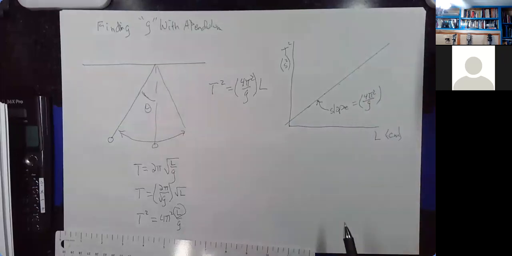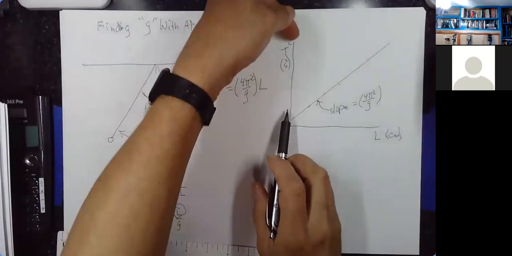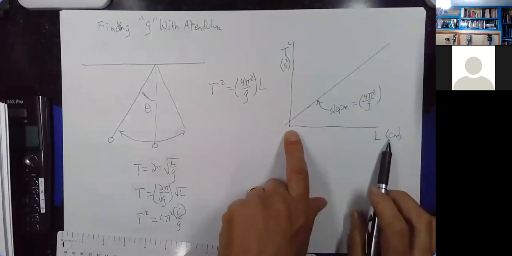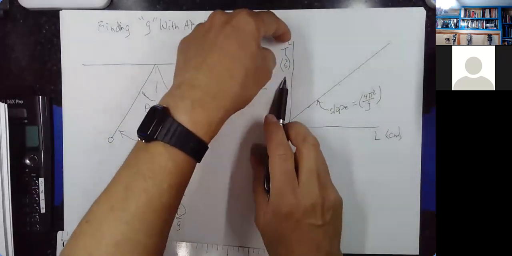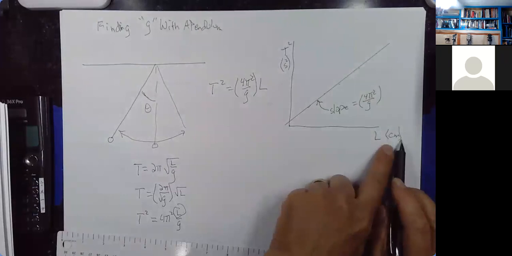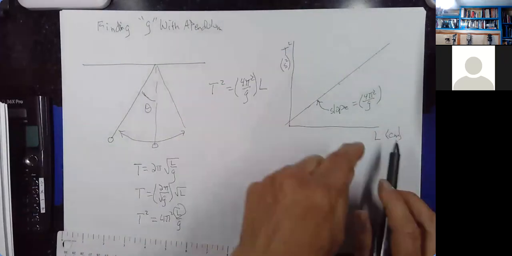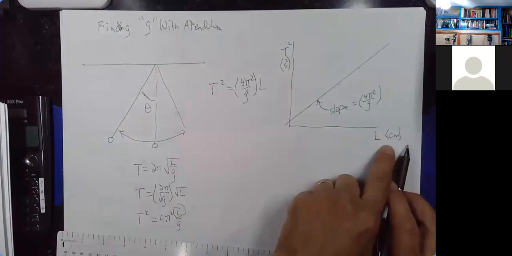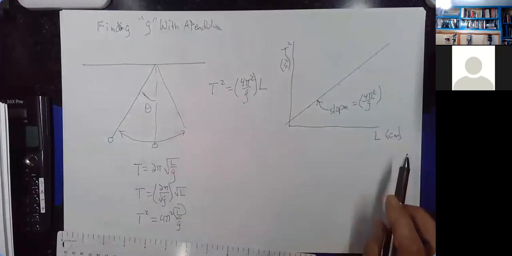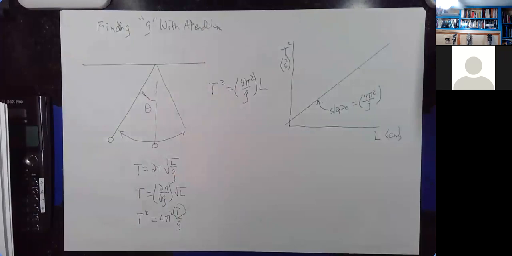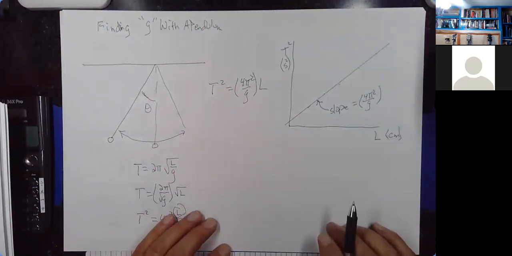Now the slope's going to have units of rise over run, like slopes always do, but the rise is measured in seconds squared and the run is measured in centimeters. So it's seconds squared over centimeters would be the units of the slope. And that's going to be kind of a weird thing, but you can deal with it. It's just algebra at that point.